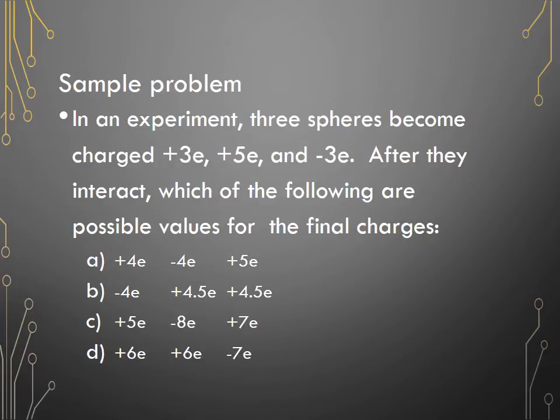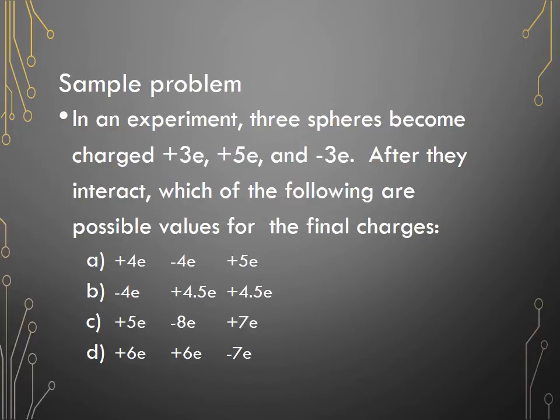That was confusing, so let's look at a sample problem, okay? This is actually from an AP Physics 1 released sample problem, so hopefully this helps you out. Okay, in an experiment, you have 3 spheres, and then we have a net charge of plus 3e, plus 5e, and negative 3e. They're allowed to interact, and then afterwards, which of the following are possible values for the final charges? Okay, the easiest one to rule out here is B, all right?